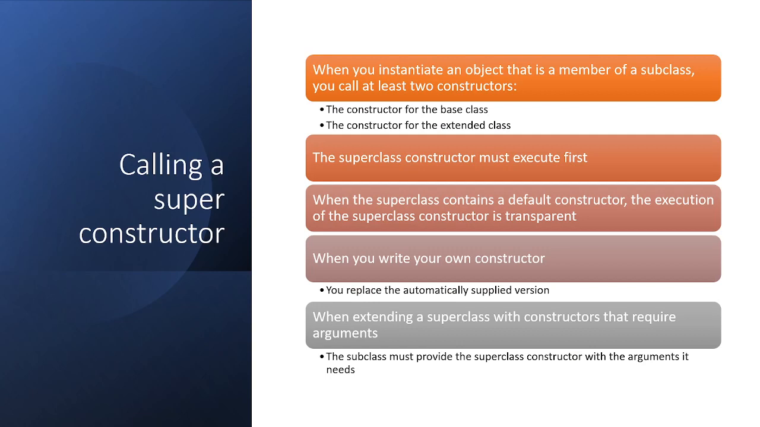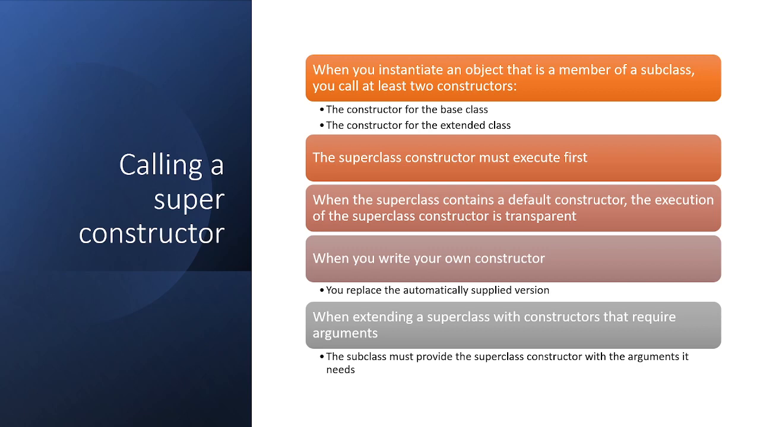But for now, let's talk about the superclass, or the super keyword. When you instantiate an object that is a member of a subclass, you call at least two constructors. You need to call the constructor for the base class using the super call, and you need to call the constructor for the extended class. So basically, it calls the extended class and then looks back to the superclass to initialize the attributes that are inherent to the parent.